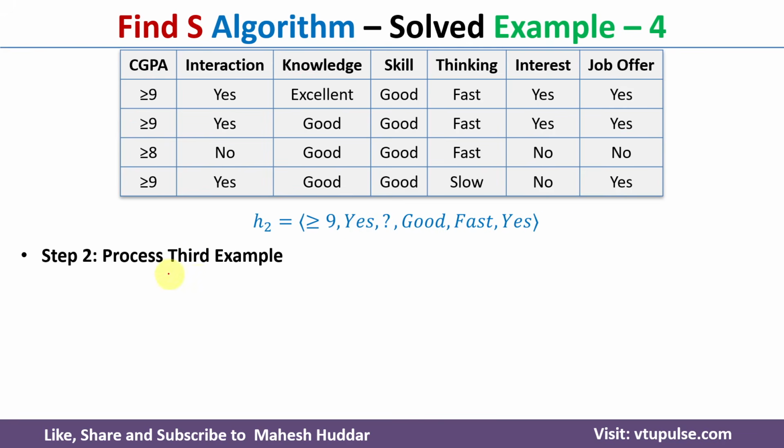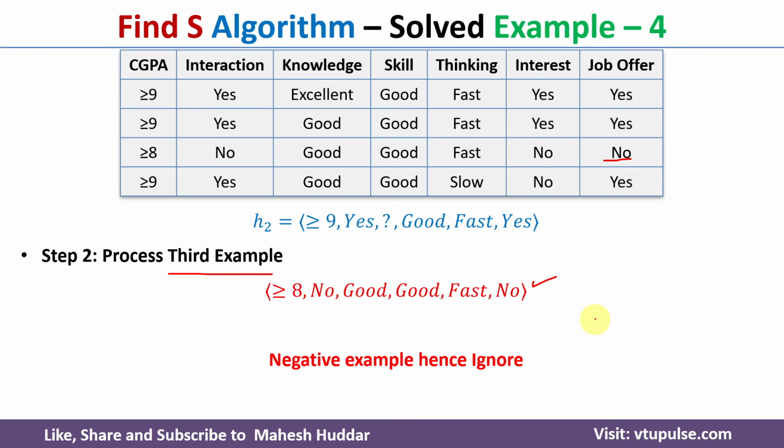Now we will go for the third example. Before processing it, we need to check whether the third example is a positive example or not. If you observe the job offer, here it is a no, which means that the third example is a negative example. In Finder's algorithm, if the example is a negative example, we will ignore that one. Therefore, we will get the third hypothesis, that is H3, which is the same as the second hypothesis.